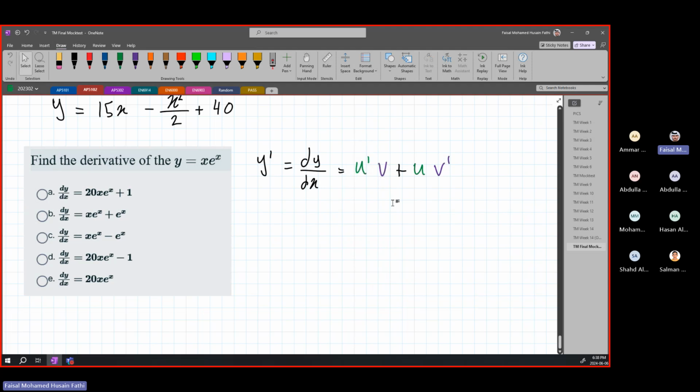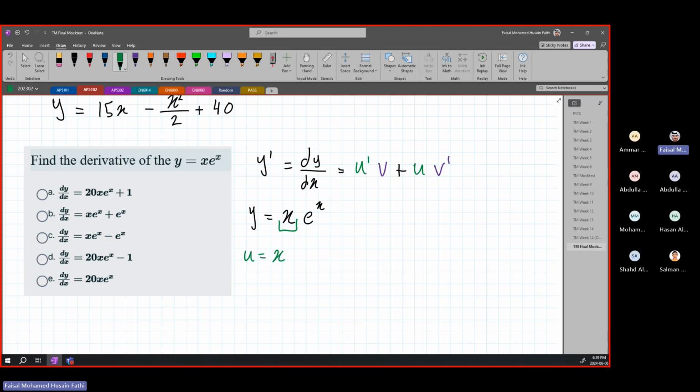The most important thing is that you have opposites. The first thing is u prime and v, and the next one you're going to have the normal u and then v prime. Or you can put it in the opposite way around as well. It doesn't matter. But just make sure you have it memorized in whichever way you prefer. So our y is equal to x e^x. We have to select a u value. So let's say u is equal to x, which means u prime is equal to 1. And the same thing again for our v value. So v is equal to e to the power x.